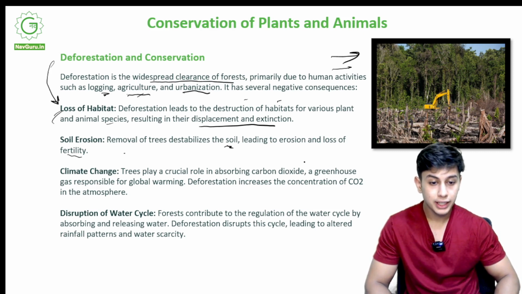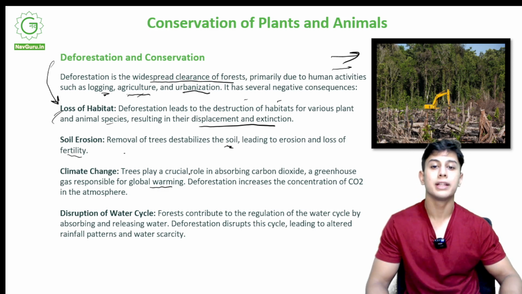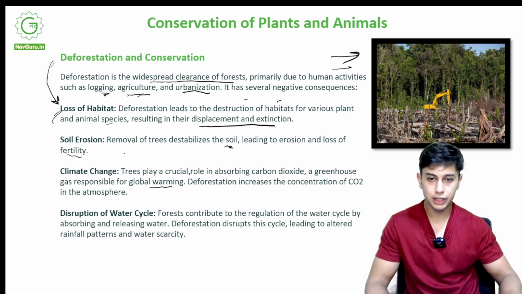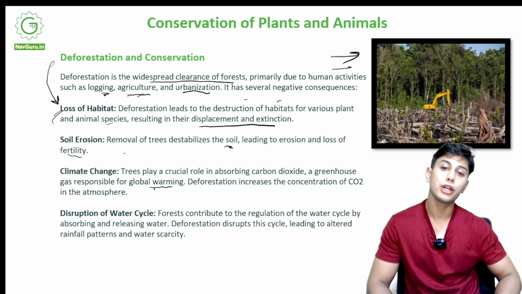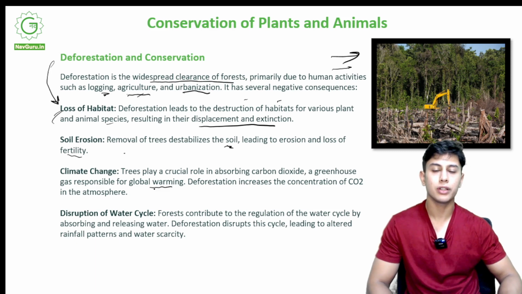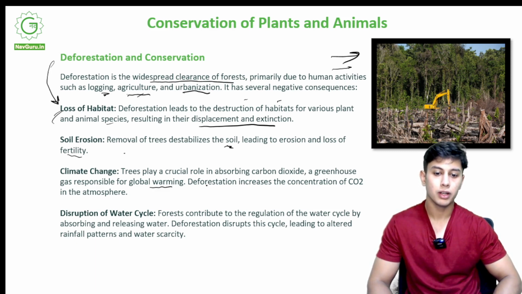So, greenhouse gas responsible for global warming. If there are no trees, that carbon dioxide will not be absorbed by the plants, the trees, the forest. If they do not exist, that carbon dioxide will not be absorbed to produce more oxygen. If this happens, this will lead to global warming, the increase in temperature of the earth, right?